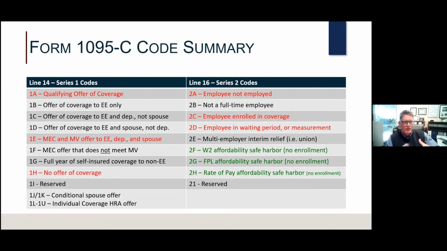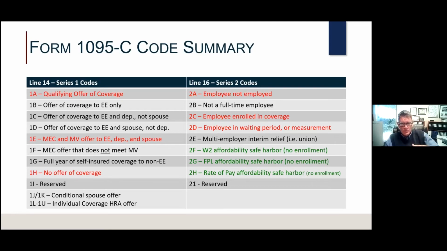Code 1A, meaning you're making a qualifying offer of coverage. Code 1E, meaning you're making an ACA compliant offer of coverage to the employee, a dependent, and a spouse, which is most common. 1H, that there's no offer of coverage being made for that particular tax month. And then the Series 2 codes. These pair up with the Series 1 codes, ideally in ways that make sense.